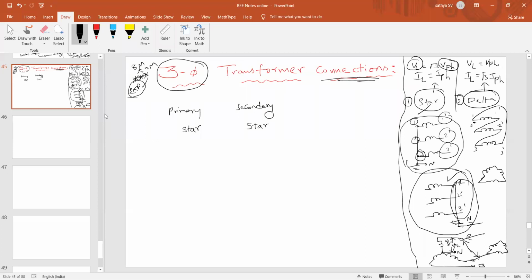Maximum possibility of these star delta. This is our first possibility, star star. What is the second possibility? Delta delta, both sides delta connections.